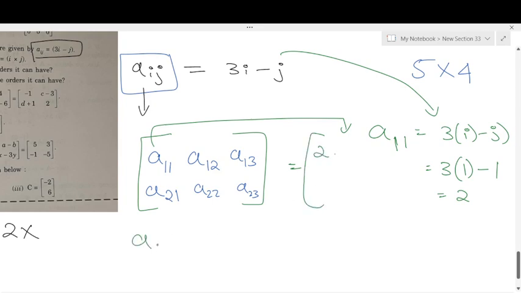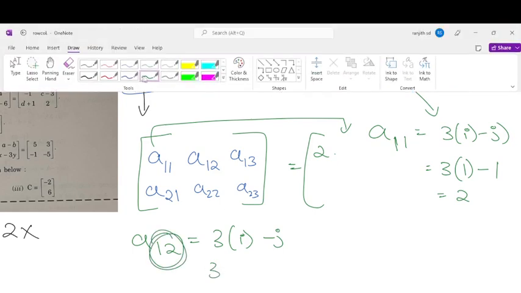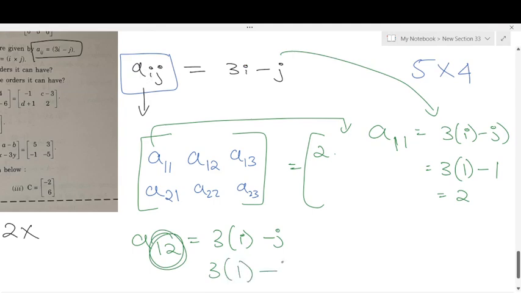Now tell me the answer for A12, students. Take the formula 3I minus J. What is I value? Compare this. What is I? 1 minus 2. What's the answer? So what value should I write? A12 is 1. Is this concept clear?